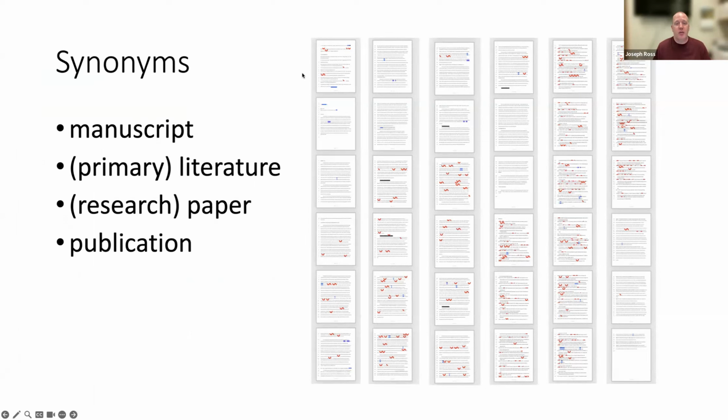Here, I'm just showing some thumbnails of a recent manuscript that I and some co-authors worked on. You can ignore the red squigglies and the blue. That's just Microsoft Word's markup feature for things that it thinks are misspelled. But the point is that this is basically 36 pages of text. And this is a manuscript that we've recently submitted to a journal to consider for publication.